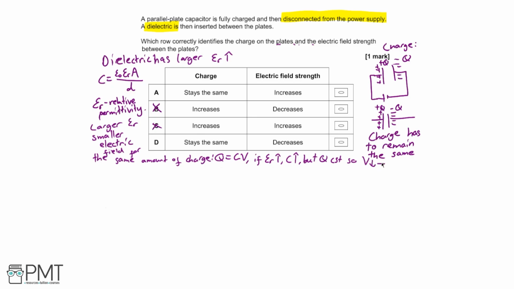Now, since we have that the potential difference, V, is equal to E times d, or this comes from the electric field being equal to the potential difference divided by the distance between the plates, what we see then is that for a smaller value of V, and the plates at the same distance apart from each other as before, we have a smaller value of the electric field strength. Therefore, the answer has to be D.